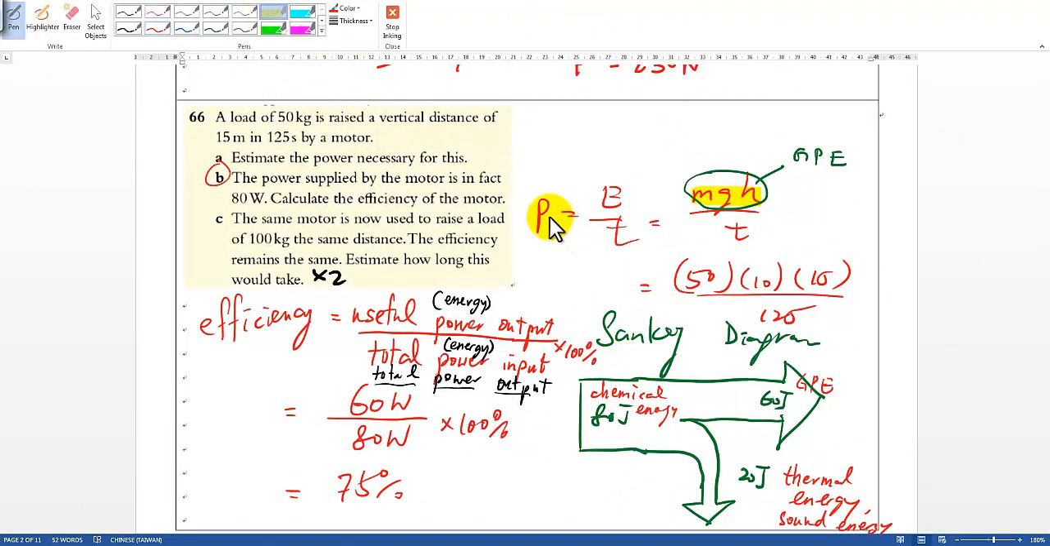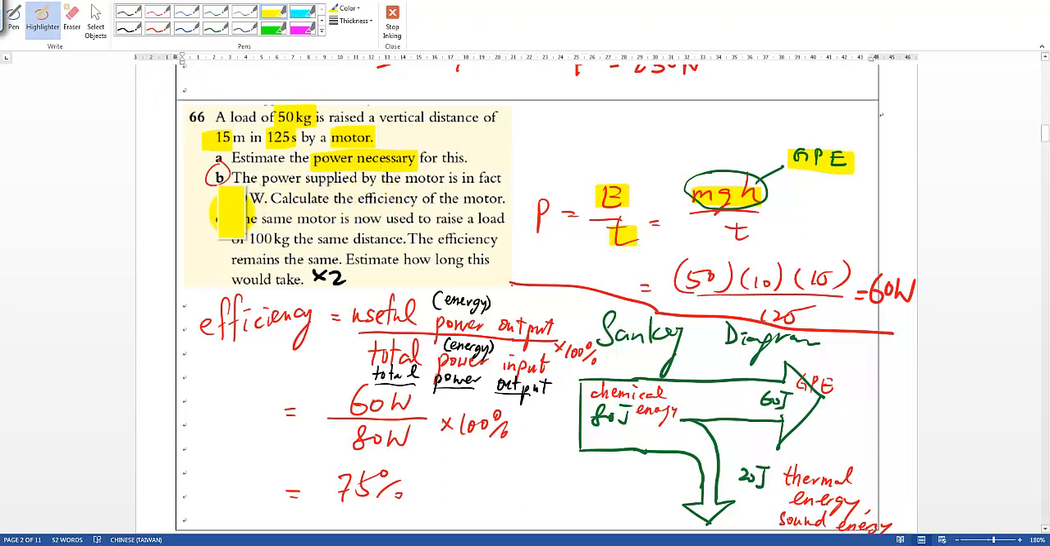Alright, the last question here is that there is a motor which will lift up 50 kg for 50 meter in that much time, and asks you to calculate the power necessary for this. Quite straightforwardly, power equals energy over time, and energy here would be the GPE, so you put down mgh to evaluate how much energy, divided by the time. Substitute everything inside, and you find the answer to be 60 watts. Alright, for part A. For part B, it said the power supply is actually 80 watts, so calculate the efficiency of it.